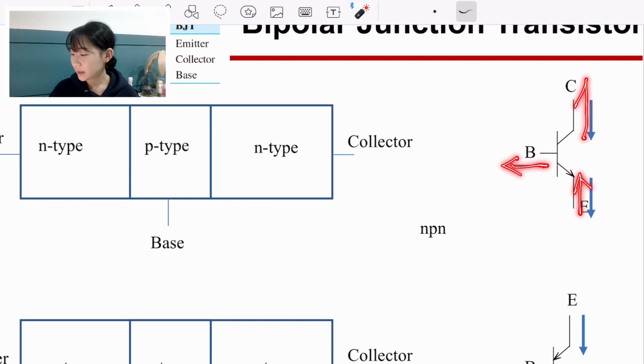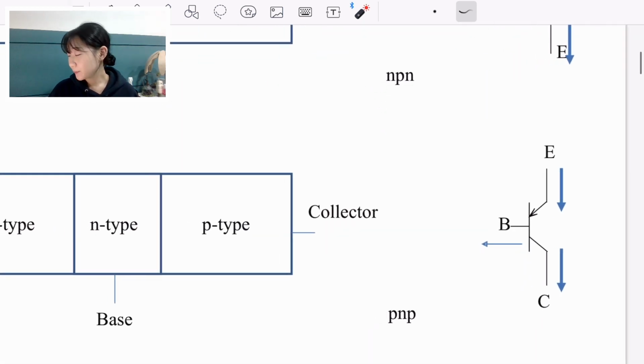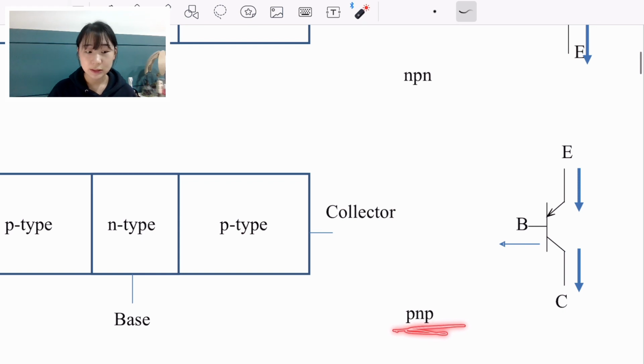And oppositely, let's see the PNP BJT. In a PNP BJT, the hole movement direction and the current movement direction are the same. So the emitter emits the hole like this and current flows this way.